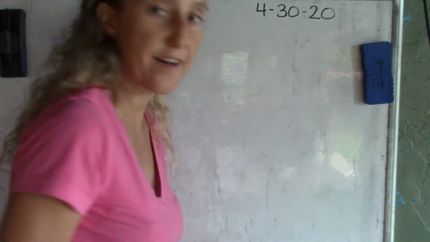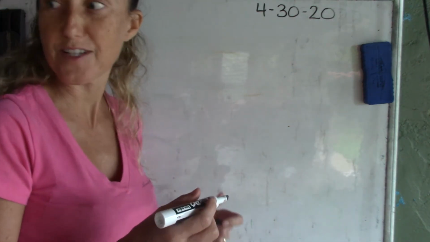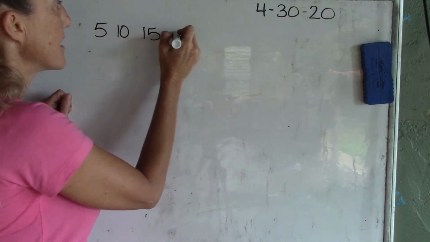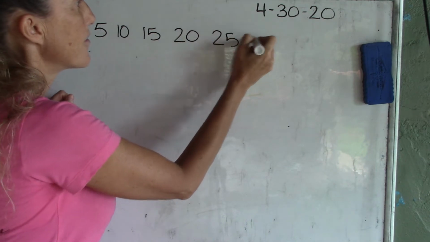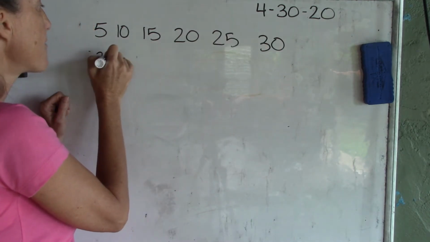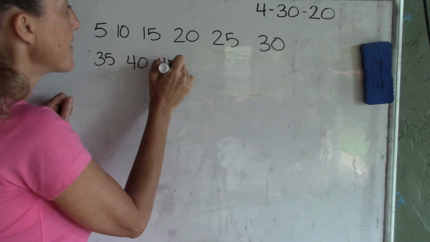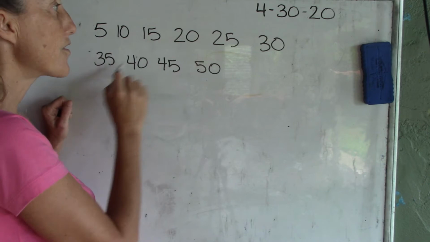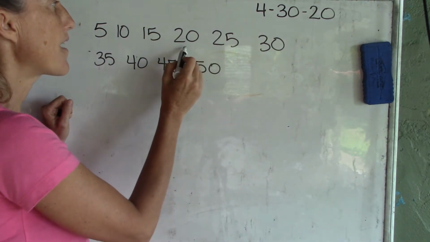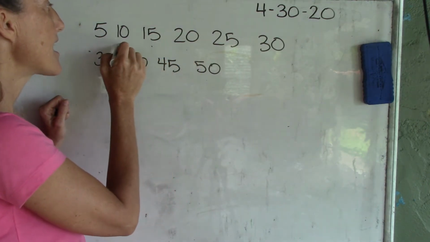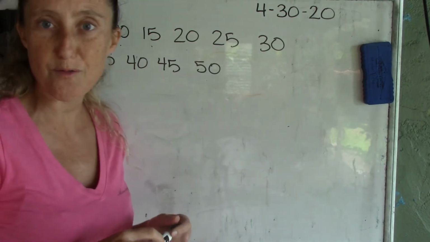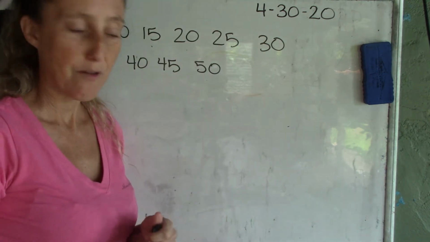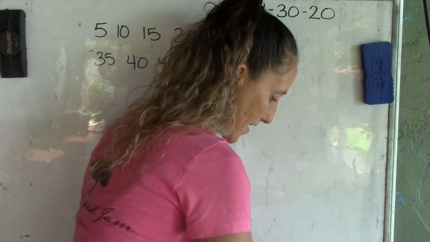Let's do our 5s. Count by our 5s. Are you ready? Here we go. 5, 10, 15, 20, 25, 30, 35, 40, 45, 50, backwards, 50, 45, 40, 35, 30, 25, 20, 15, 10, and 5. And you are really fast at the 5s. I know you can go all the way to 100 and all the way back from 100 really fast. So you're getting so good at the 5s.